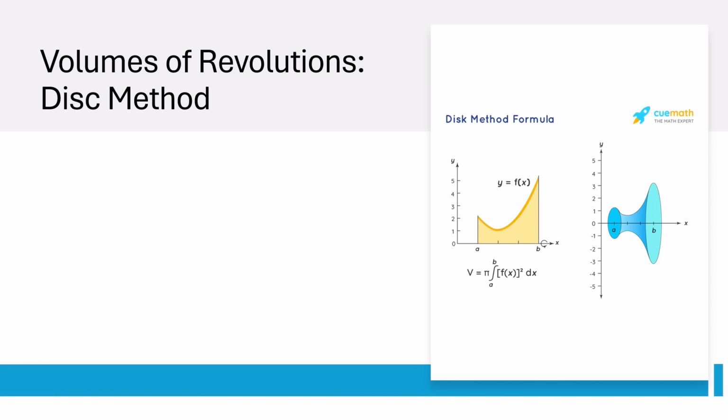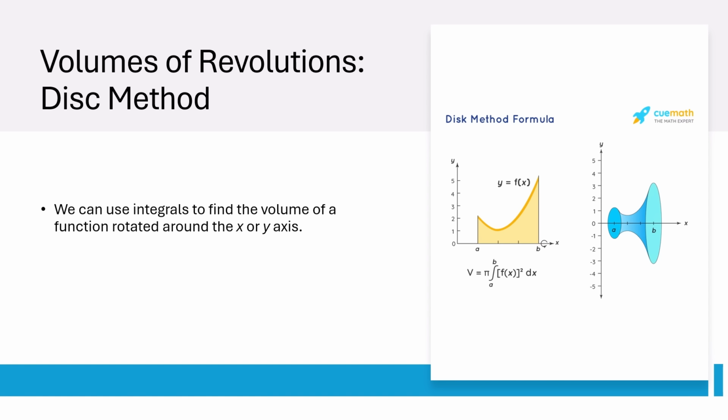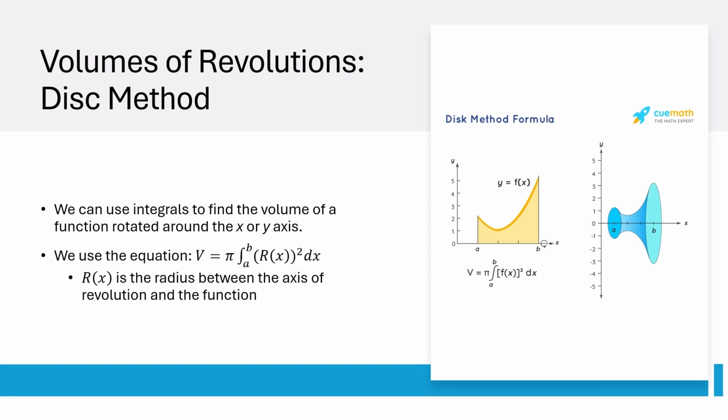You can also use integrals to find the volume of a function that is revolved around the x or y axis. We use the equation v equals pi times the integral from a to b of r of x squared, where r of x is the radius between the axes and the function, to get this volume.